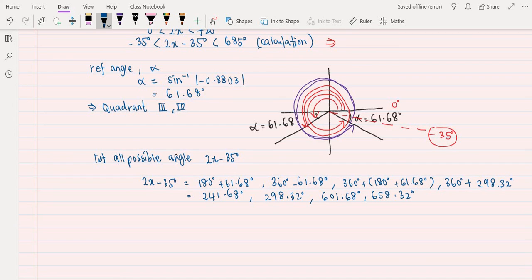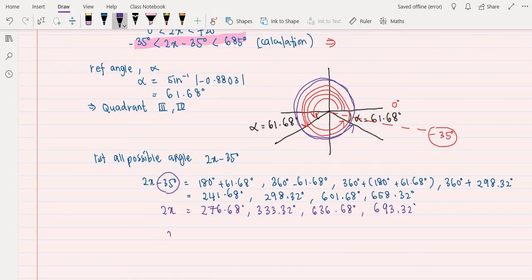So let's check. Do all these values fit in my limit here? Yes, because I can go up to 685, but I did not exceed that value. Now do take note, we need to add 35 degrees to everything first. So 2x is equal to 276.68 degrees, then 333.32 degrees, 636.68 degrees, as well as 693.32 degrees.